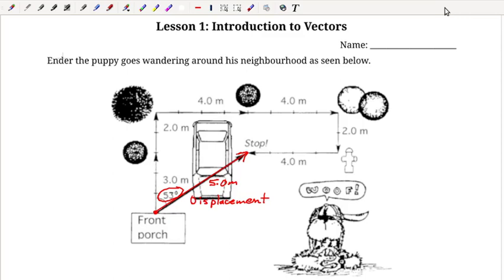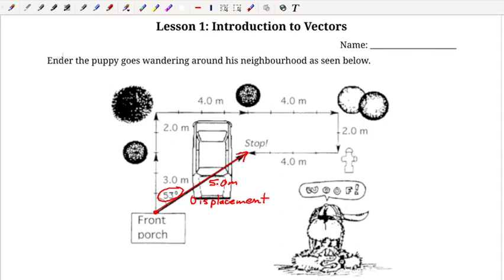Last video, we introduced the concept of a vector. Remember that a vector is anything that has both a magnitude or size and a direction. So we looked at this map of Ender the puppy's trip around Ms. Rintoul's front yard and how each stage of his trip has a magnitude, an amount, and a direction that it's pointing. And we noticed that each of the arrows is laid down so the tip of one arrow touches the tail of the next arrow.